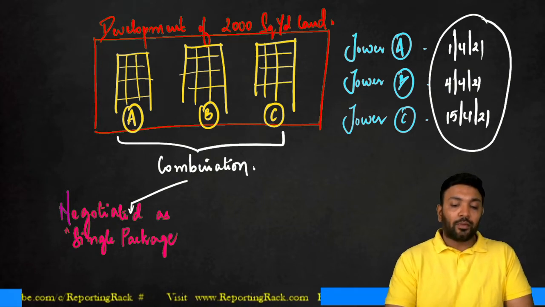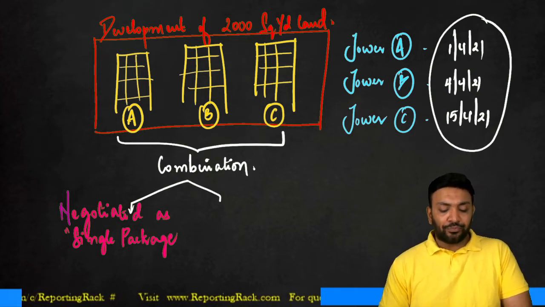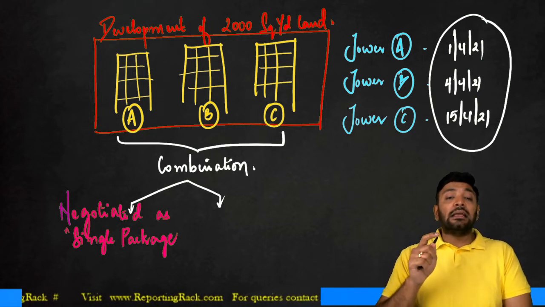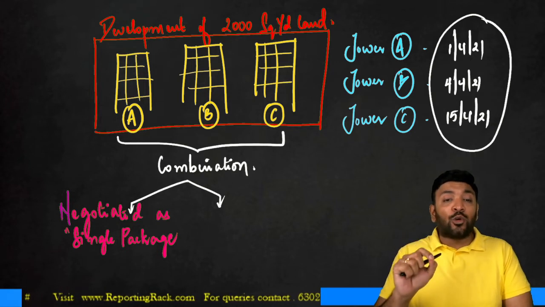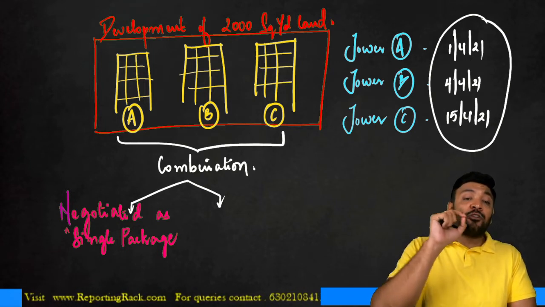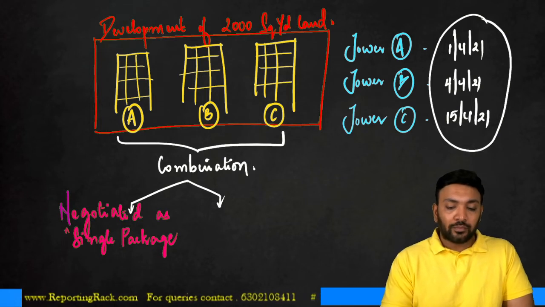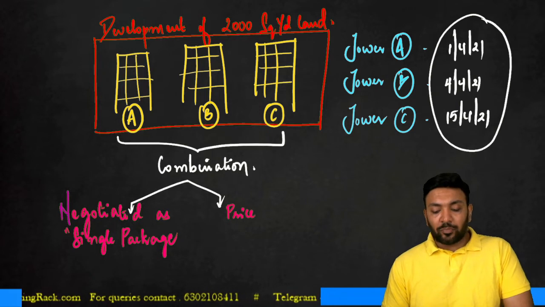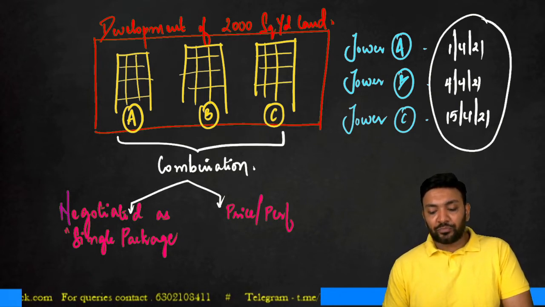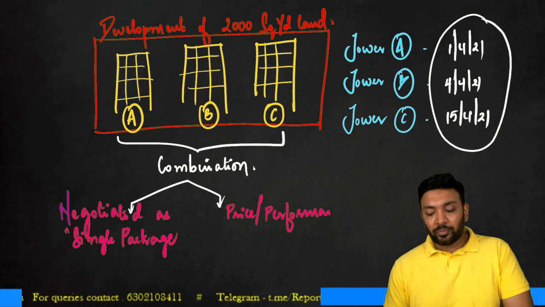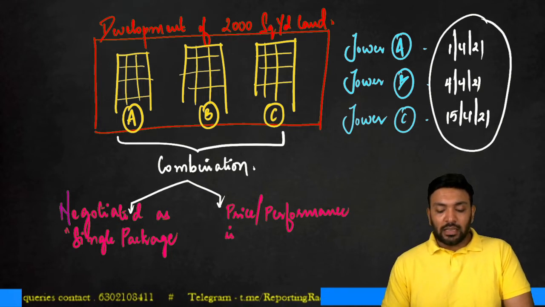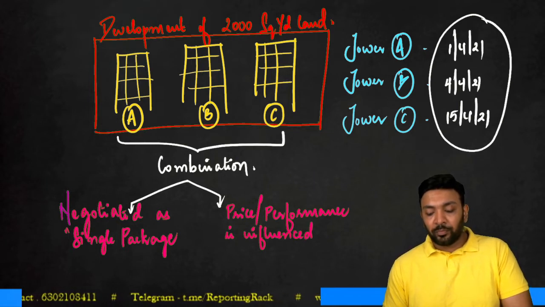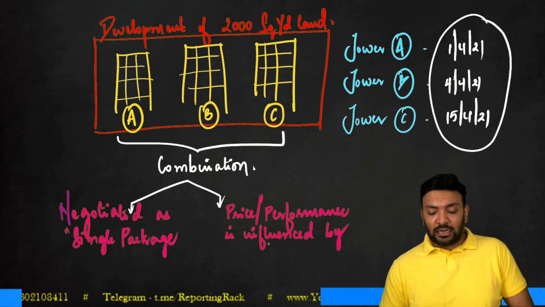Next one, second condition. The price of one contract is based on or influenced by the price and performance of the other contract. The price of performance is influenced by other contracts.